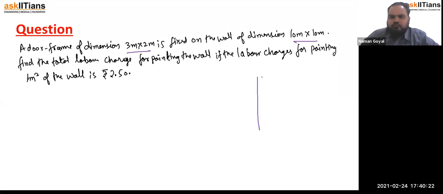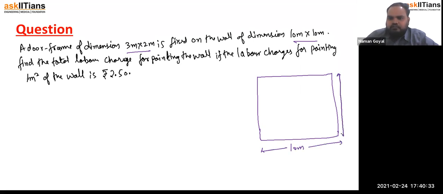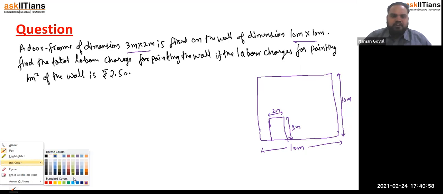So see, first of all there is a wall. The dimension of the wall is 10 meter by 10 meter, right? Now on the wall, there is a door of 3 by 2 meter. So we can take this as a door. This is 2 meter and this is 3 meter. So the question is asking for the cost of labor for painting that wall.